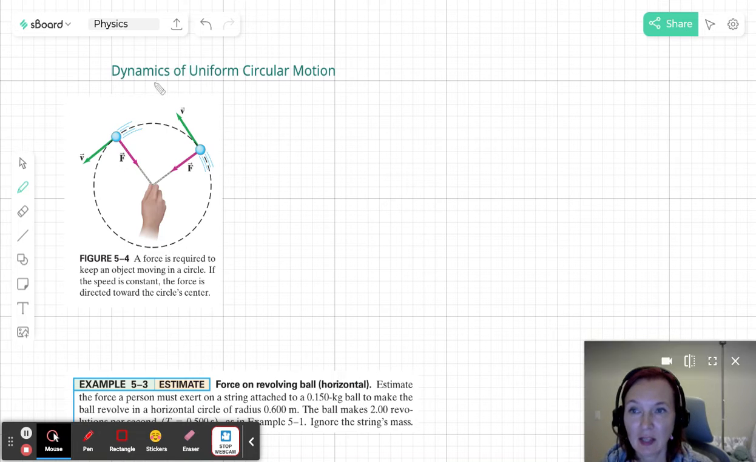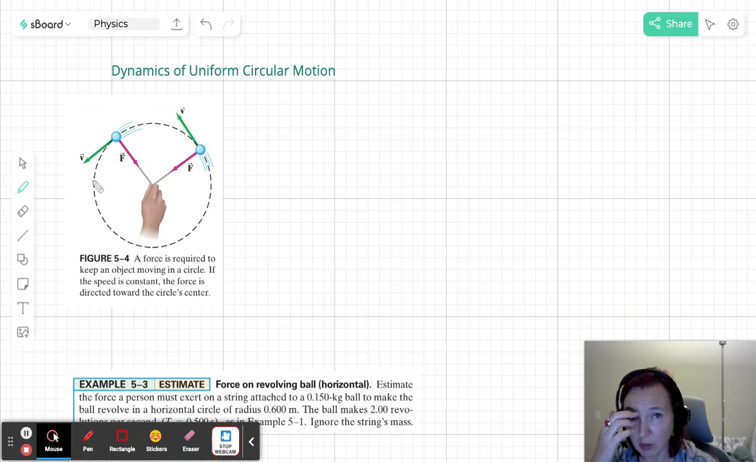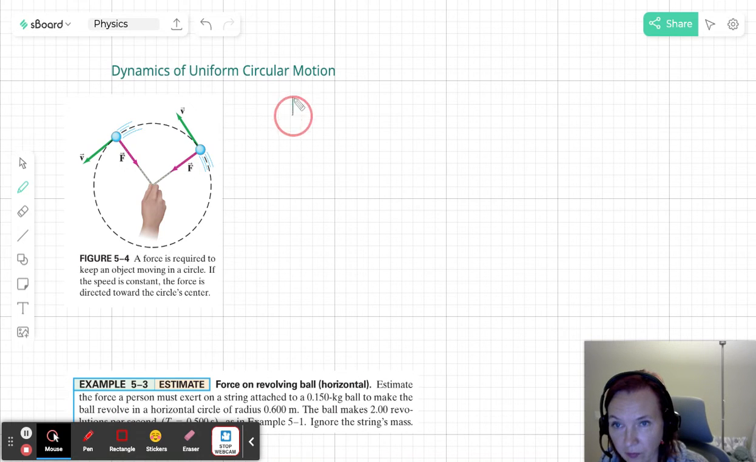Today, we're talking about dynamics of uniform circular motion. So we know already that dynamics means it involves forces. And we know that according to Newton's second law of motion, an object that's experiencing acceleration must have a net force acting on it. So we have an object, there is velocity, we figured out acceleration last time, and then there will be a force acting on it.